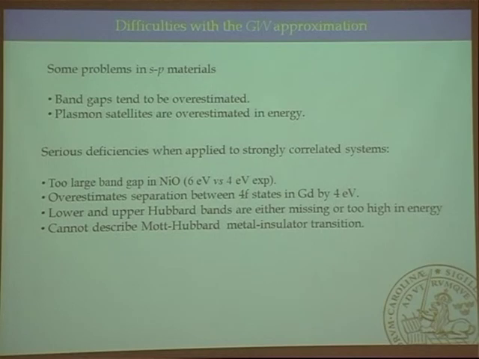Anyway, my time is a little bit up, so let me just mention some problems with the GW. Already for sp materials, we have problems. If you do self-consistent calculation, band gaps tend to be overestimated, and also plasmon satellites. But in particular, there are some serious problems when you apply this to strongly correlated systems. For example, too large a band gap in nickel oxide, and in gadolinium there are no lower and upper Hubbard bands, or they tend to be too high in energy if you calculate the satellites. And it certainly cannot describe the Mott-Hubbard metal insulator transition.